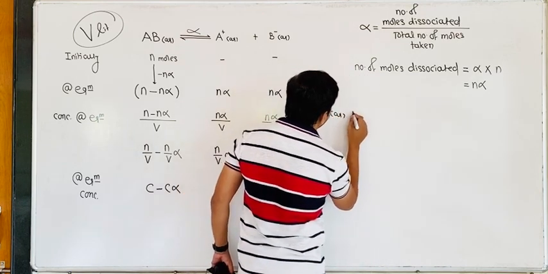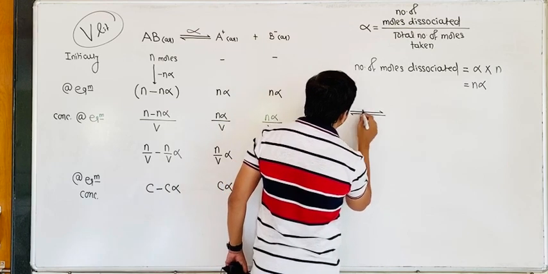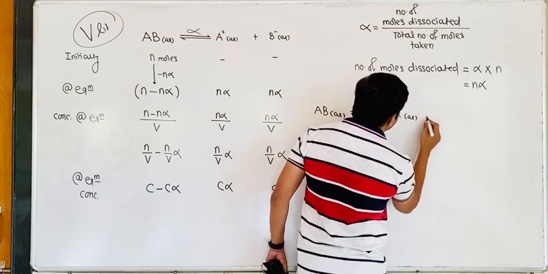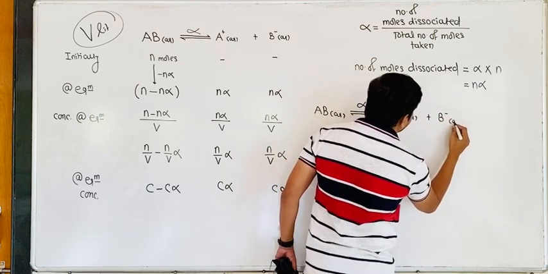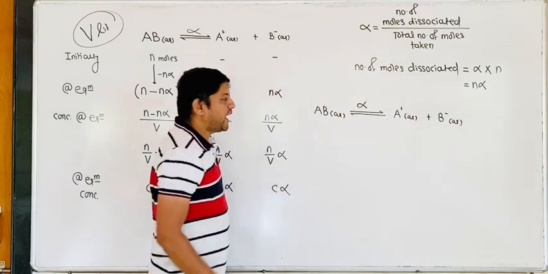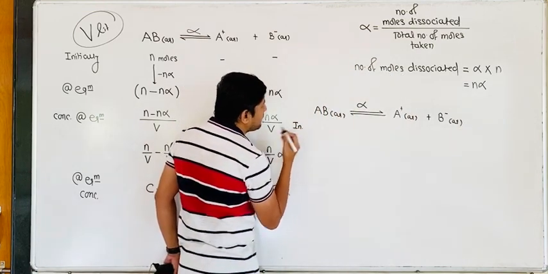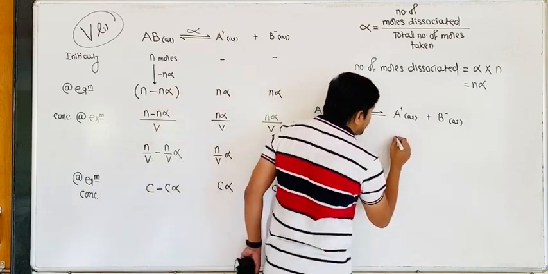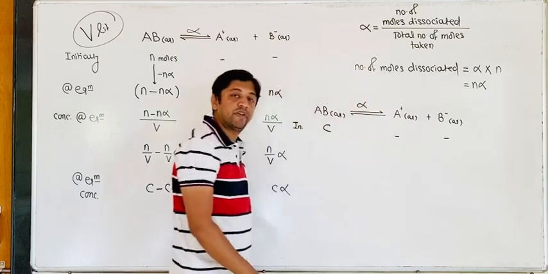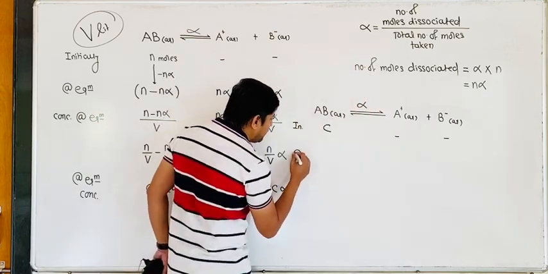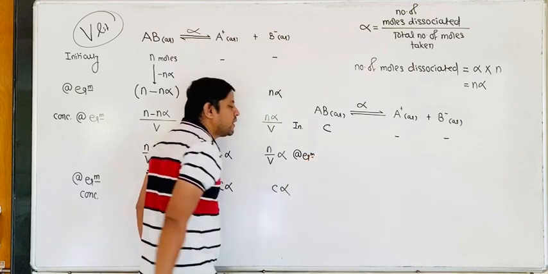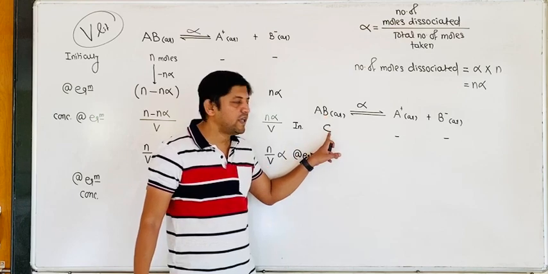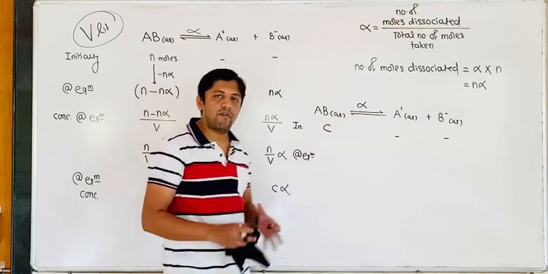Hence we can also write: if an AB electrolyte whose degree of dissociation is alpha dissociates into A plus aqueous plus B minus aqueous, we write initial concentrations. Initial concentration of AB is C. Initially A plus and B minus ions are not present. And at equilibrium, the amount of AB that remains undissociated is C minus C into alpha.